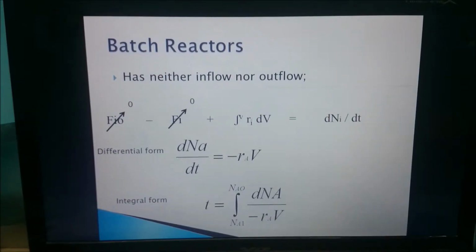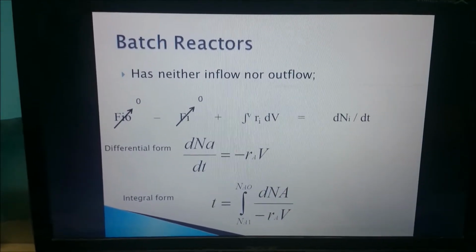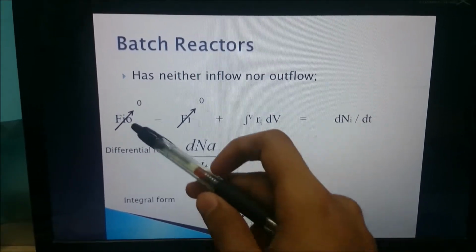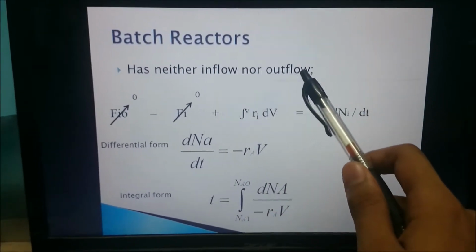It has neither inflow nor outflow. This is the general mole balance for batch reactors. These two terms become zero because there is no inflow or outflow.